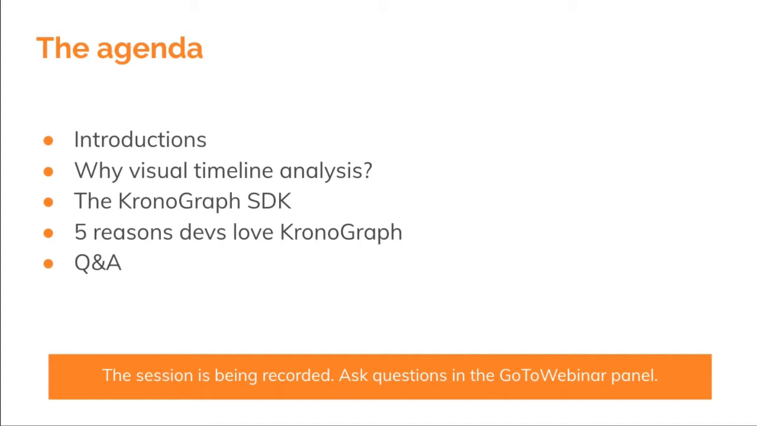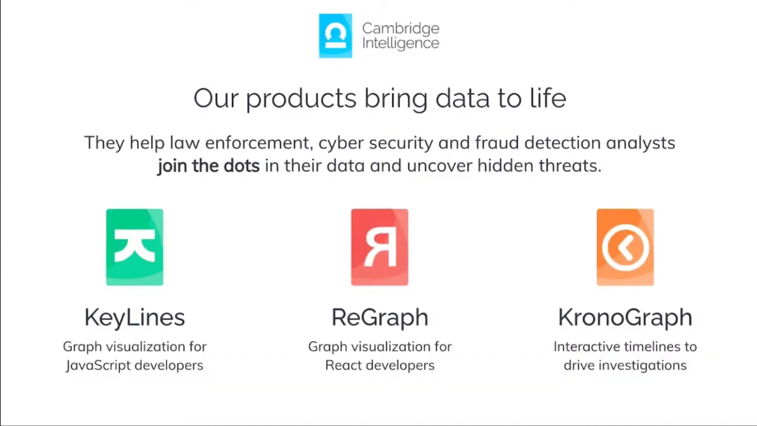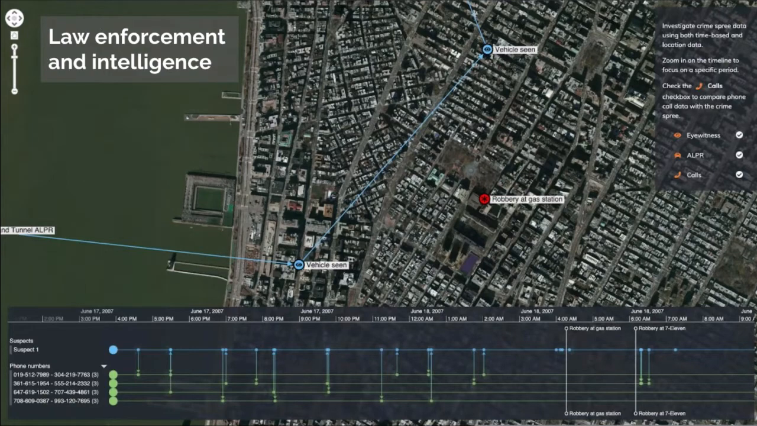So I thought I would just give a little bit of background as to who we are and what we do. For those of you who don't know us, I know lots of you already are customers of our other products, Keylines or Regraph. Today we're going to be talking about the KronoGraph product, but at Cambridge Intelligence we make all of these products. They're all toolkits for helping you build highly interactive data visualizations into your applications. And in particular, we work in certain industry verticals or use cases.